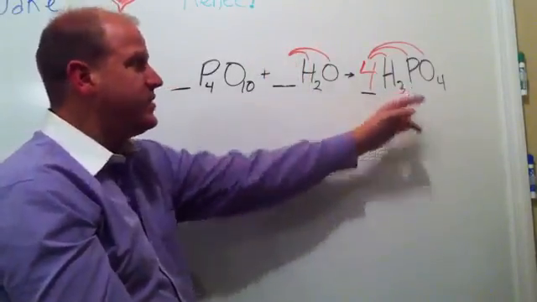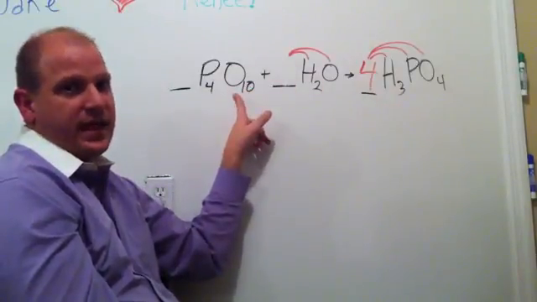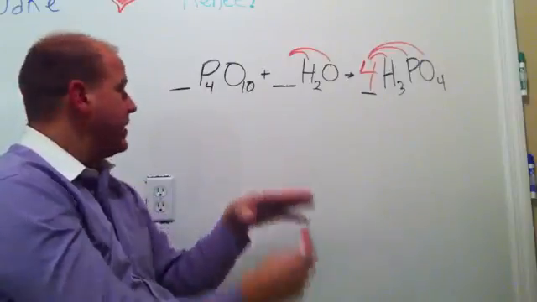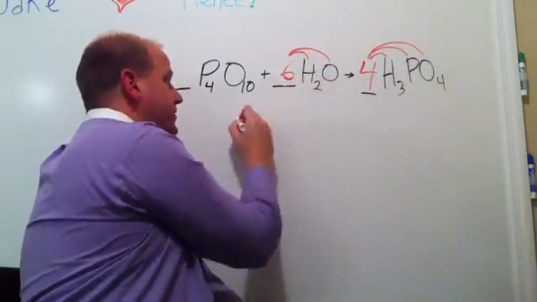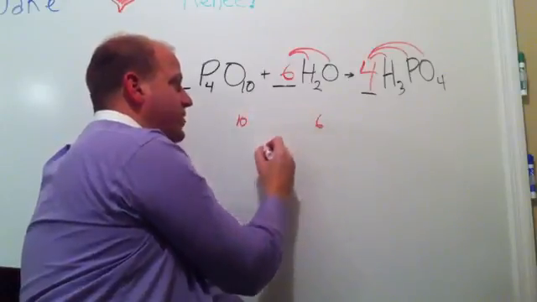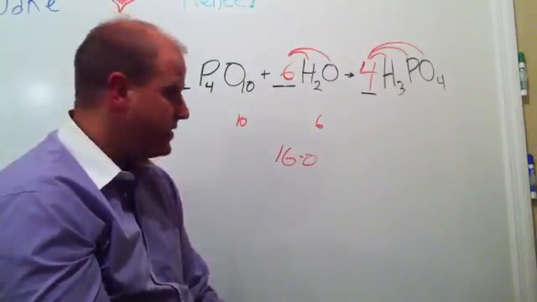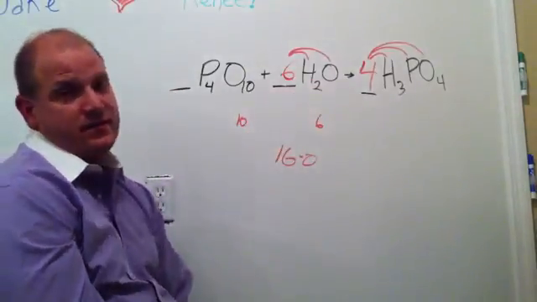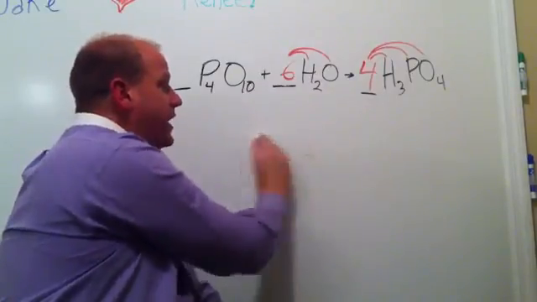Now I've got 10, and I need a total of 16. So what I multiply this 1 by, that I can add to 10 to get 16. I can multiply it by 6. Because that will give me 10 right here, and that will give me 6 over here for a total of 16 oxygen. And I have 16 oxygen on my product side. And notice that stayed even. So now my oxygen are balanced.